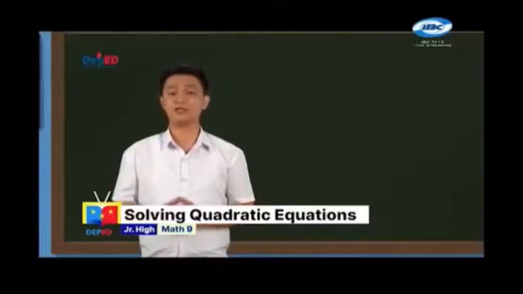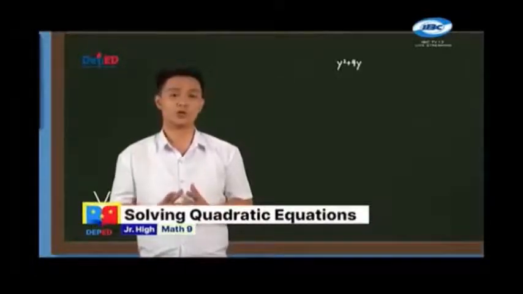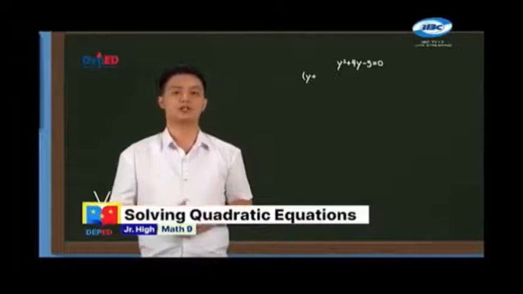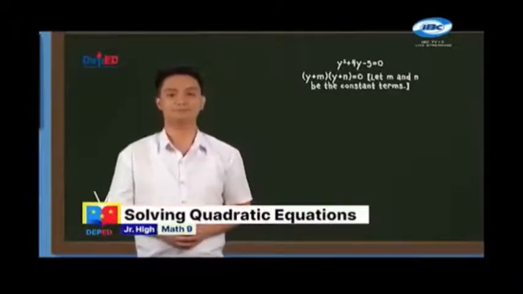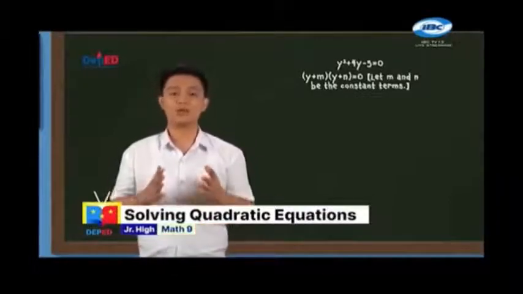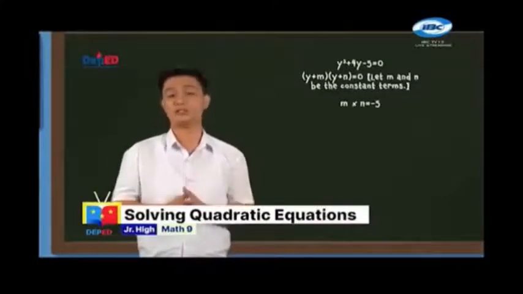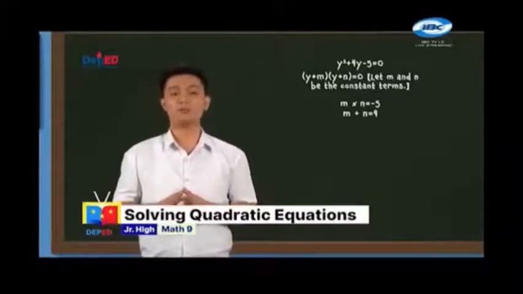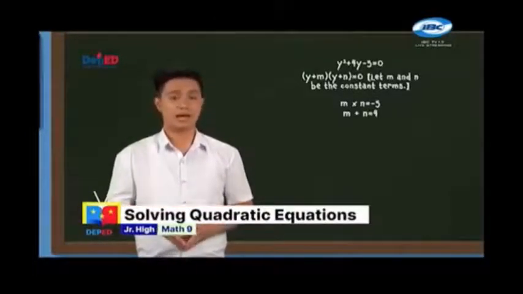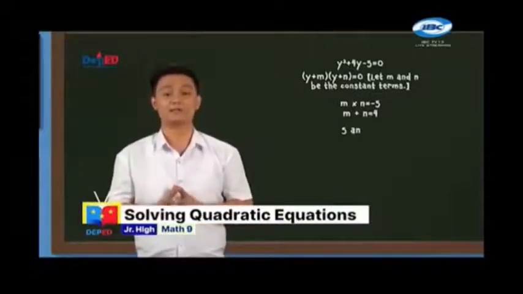The factors of this trinomial must be two binomials, since the leading coefficient is just 1. So we are sure that the first term of each factor is just the square root of y squared, which is y. Now, we have to think of two numbers whose product is negative 5, which is the constant term of the trinomial, and whose sum is 4, the numerical coefficient of the middle term 4y. Have you identified the two numbers? The answer, 5 and negative 1.